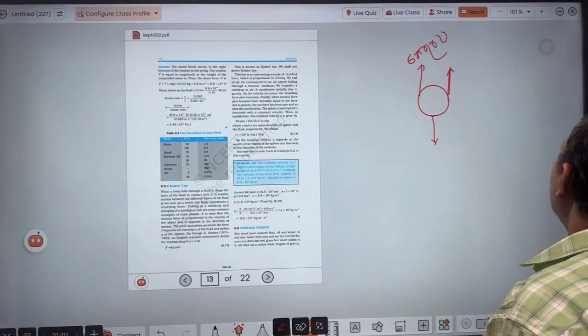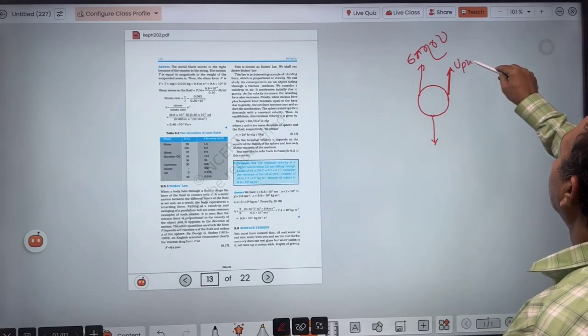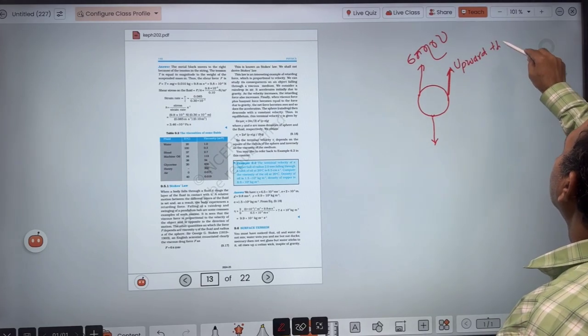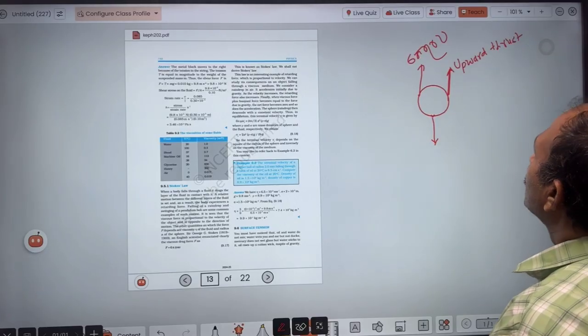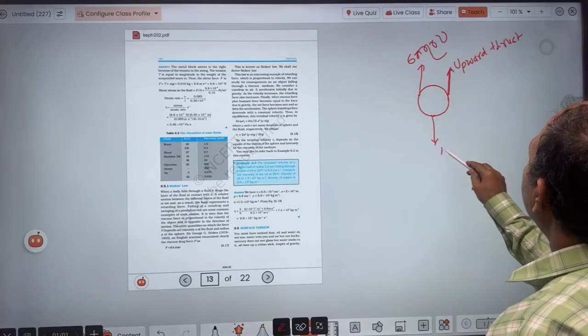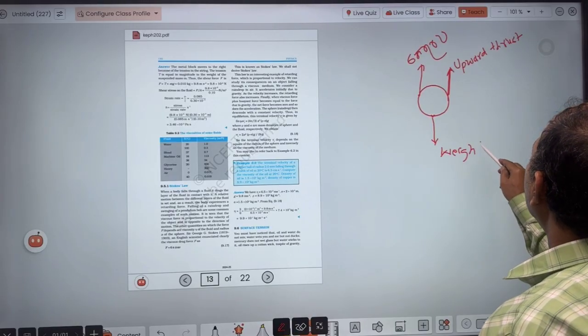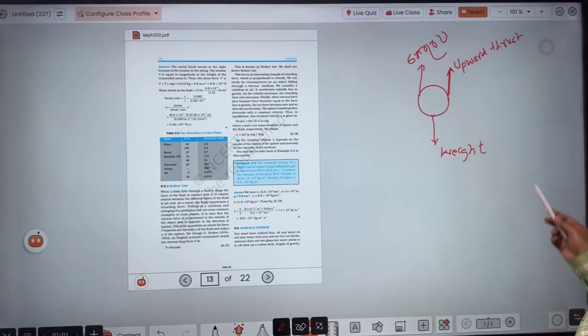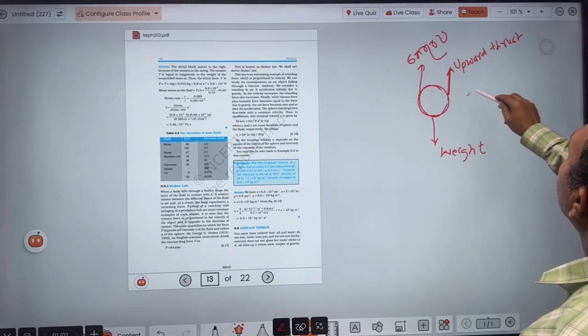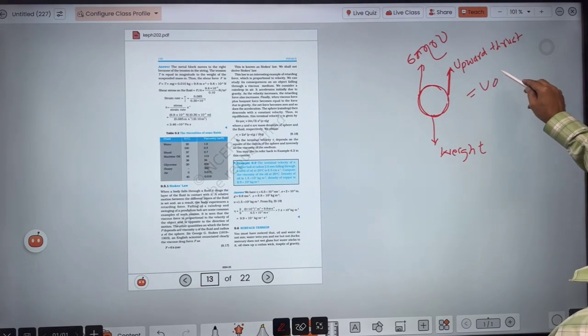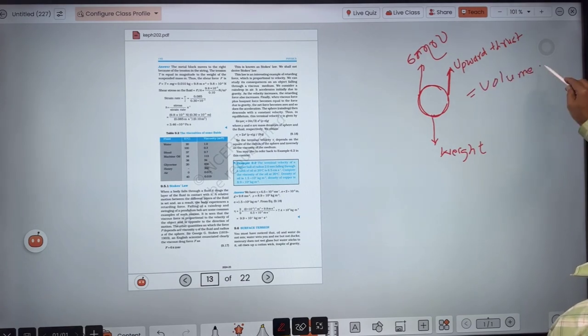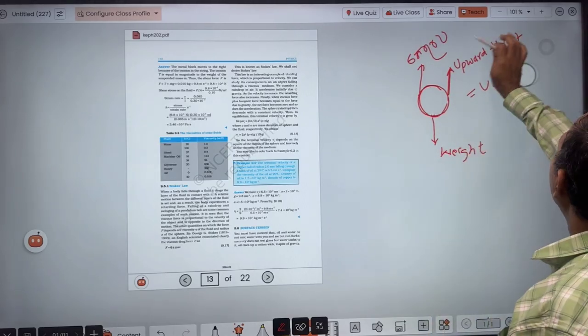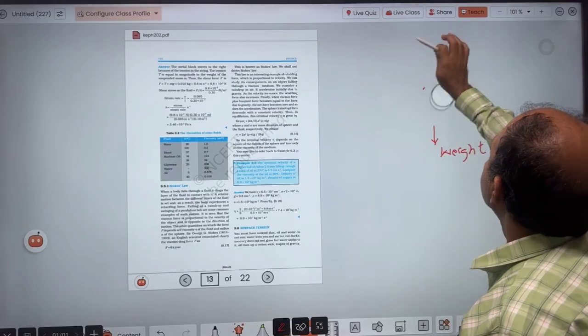Also there will be another force, that is upward thrust, right? So two forces will act upward and its weight will act downward. What is upthrust force? Upward thrust or upthrust, what will be its value? How will you find out? So this force can be found by using the formula volume of liquid displaced, right? So not by that, I'm going to tell you in detail what happens.